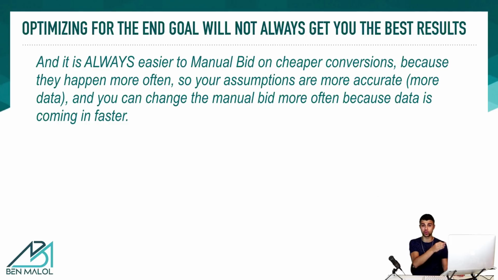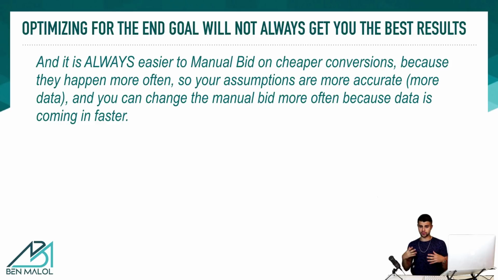This is super important when you want to scale. This is the most important thing. This is what I care for. I don't care about those ads, those are just tests. It's always easier to manual bid on cheaper conversions because they just happen more often, so your assumptions are more accurate, because it has more data.